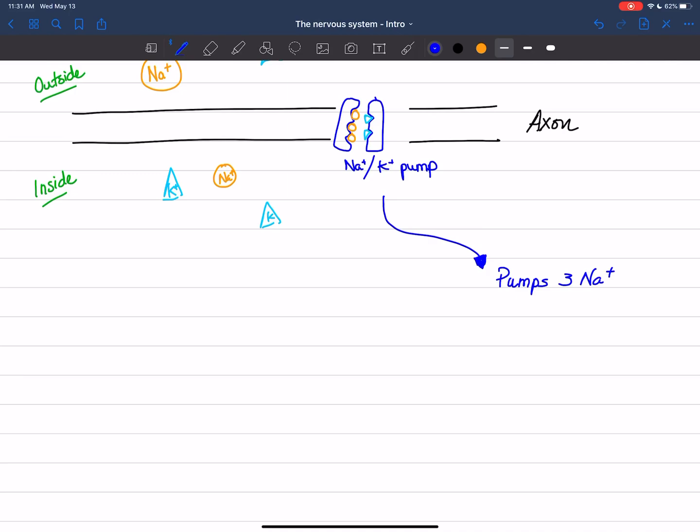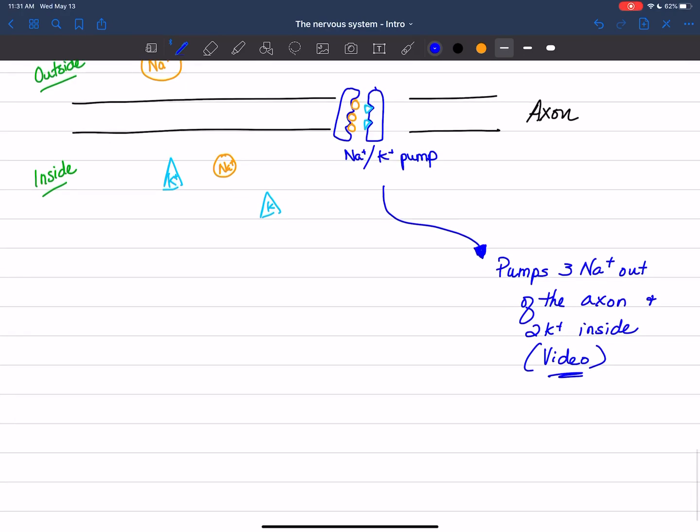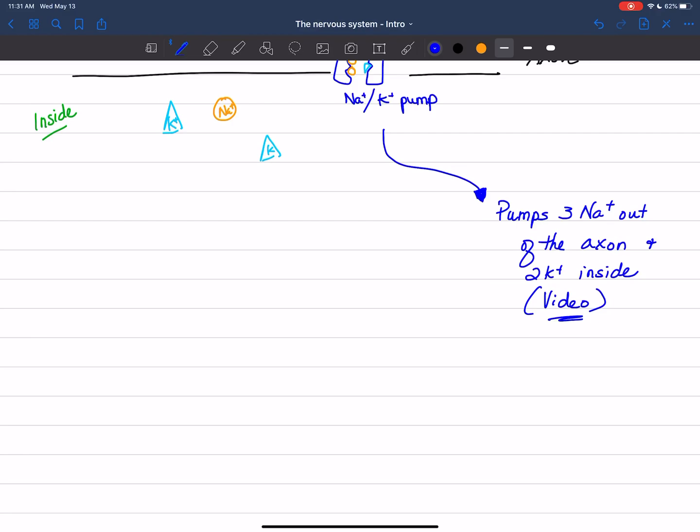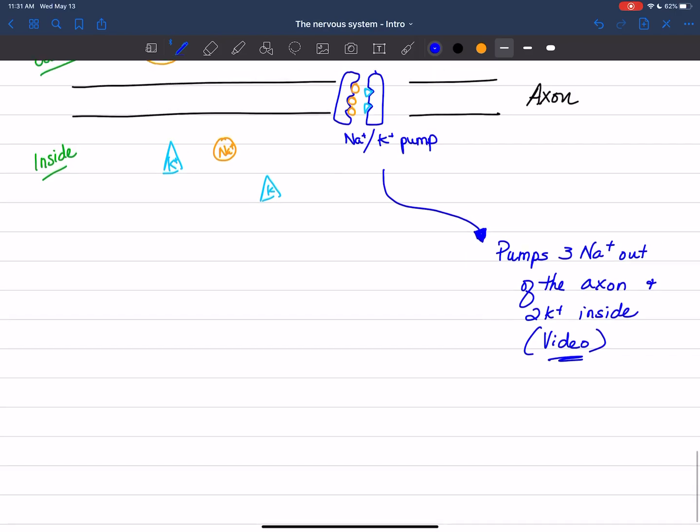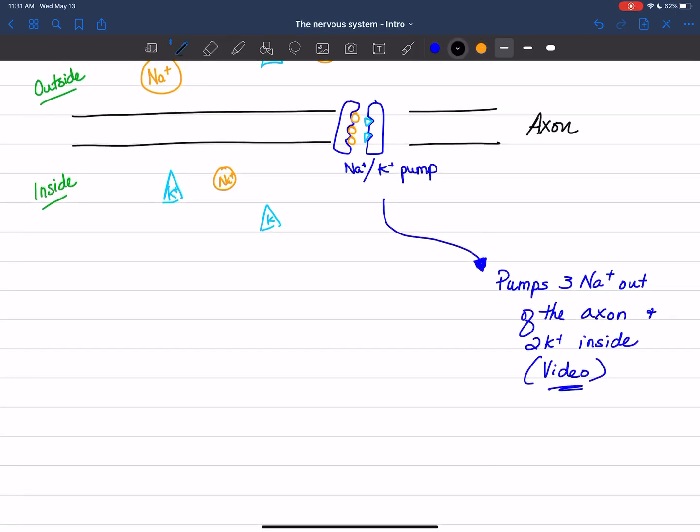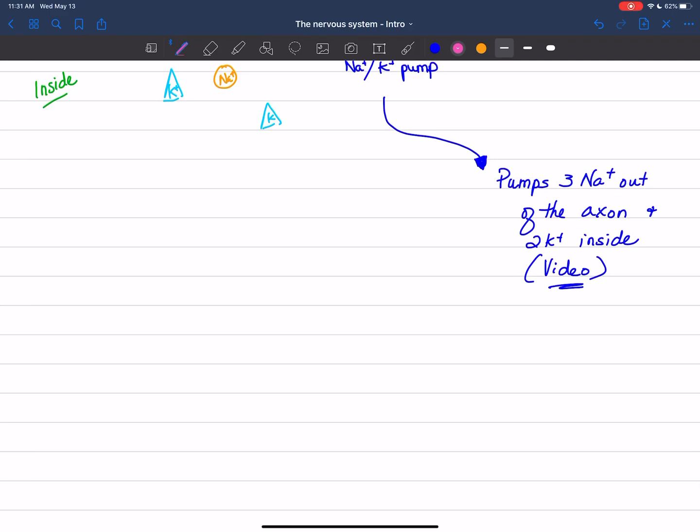3 sodiums out of the axon and 2 potassiums inside, constantly. And again, I'm going to put a video here for you guys to watch as well. It's going to be attached to your notes. So there is a sodium-potassium pump. I might even attach to this one if we have time. Sodium-potassium pump, constantly pumping 3 sodiums out of the axon and 2 potassiums inside. What this does is it creates something known as a concentration gradient.